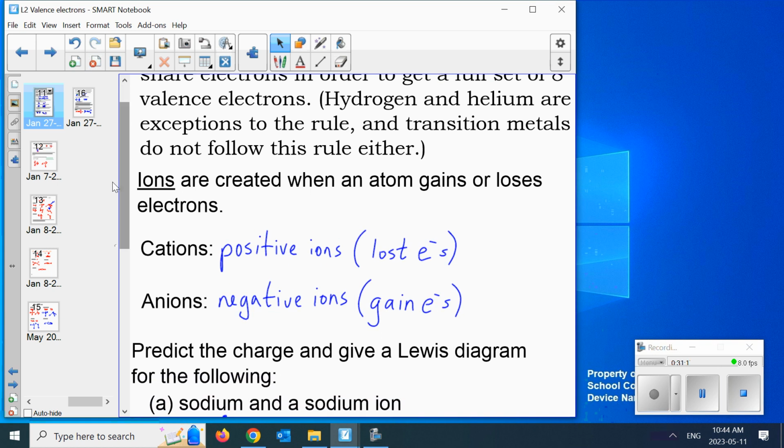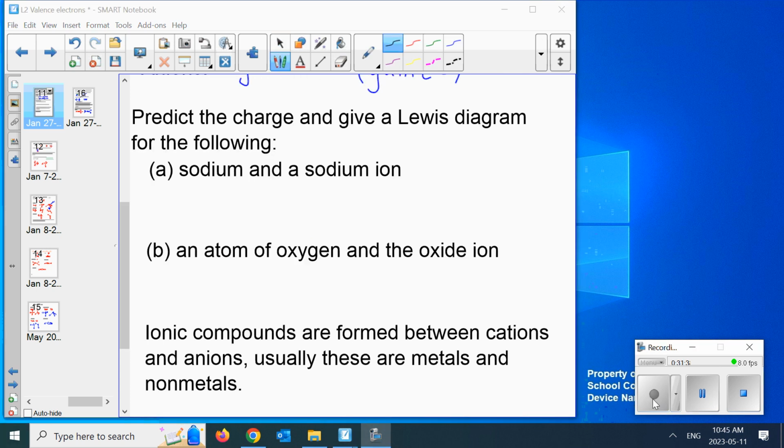Predict the charge and give a Lewis diagram for the following: sodium and a sodium ion. So what I want you to do is write down a sodium atom. Sodium, look up, it's in column 1, so it'll have 1 dot. You're going to write that down and then the sodium ion. Something screwed up on my board. Sodium, same symbol.